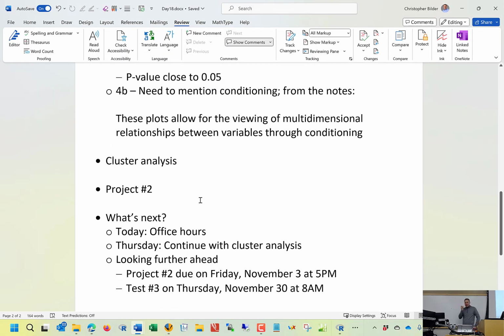And then lastly, 4B, let's talk about trellis plots. What about trellis plots allows us to plot multivariate data? The answer actually came from essentially right when trellis plots were introduced in the notes. The key is you need to say something about conditioning. Trellis plots allow you to condition on particular values of our variables so that we can look at the relationships between some of the other variables. That's the key with these trellis plots, the conditioning aspect.